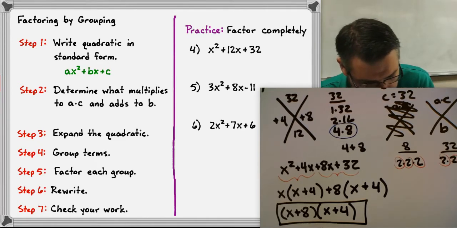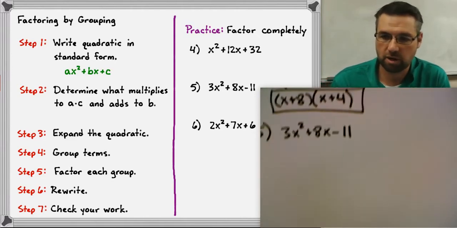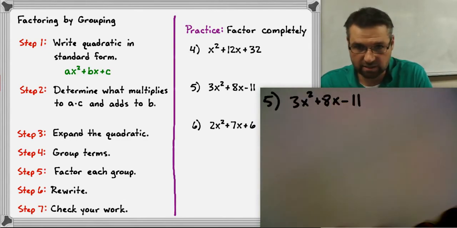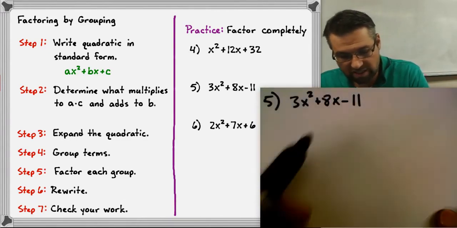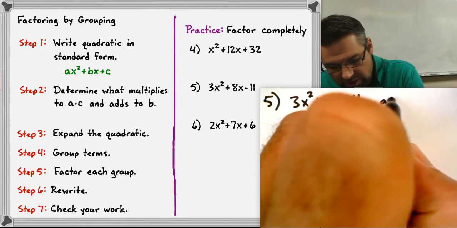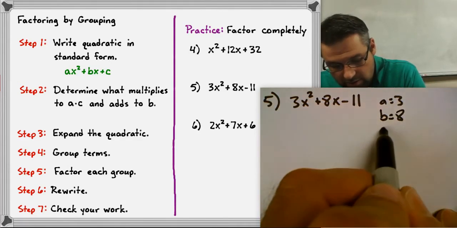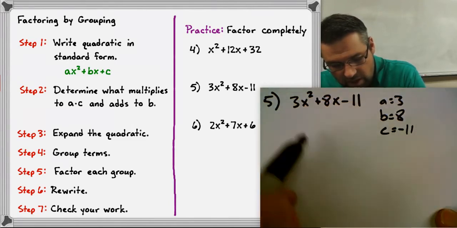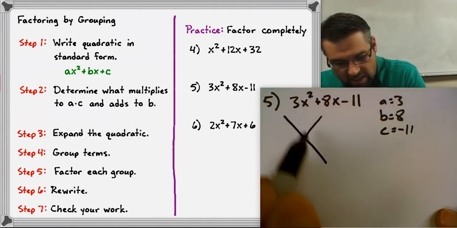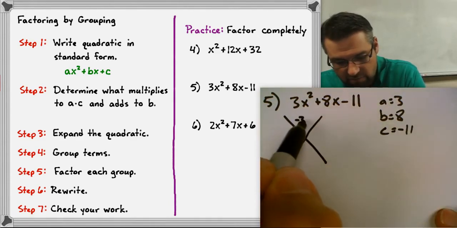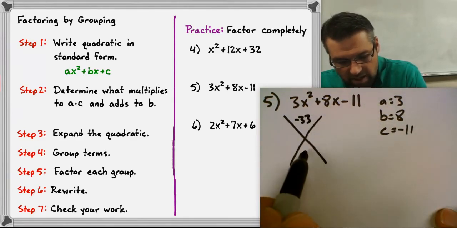Number 5 says 3x squared plus 8x minus 11. All right, 3x squared plus 8x minus 11. Write it in standard form. It already is. Okay, so then we're going to identify our a value, which is 3, our b value, which is 8, and our c value, which is negative 11. We set up our x box. Remember, a times c goes on top. So a times c, 3 times negative 11 is negative 33. B goes on the bottom, so b is 8.